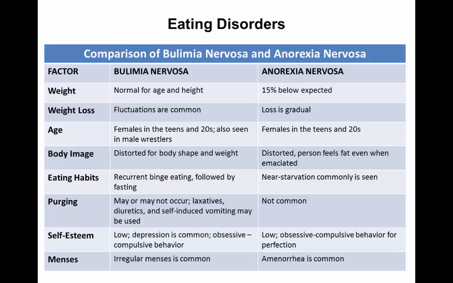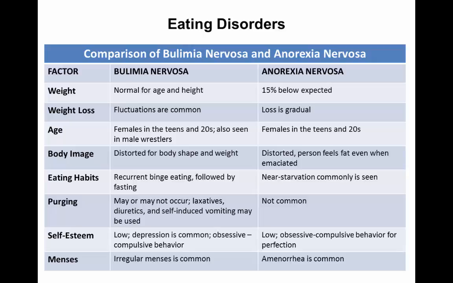Their body image is distorted for their body shape and weight. They have recurrent binge eating habits followed by fasting. Purging may or may not occur. Laxatives, diuretics, and self-induced vomiting may be used. The self-esteem is low, depression is common, and obsessive-compulsive behavior is also associated. The menses will be irregular.